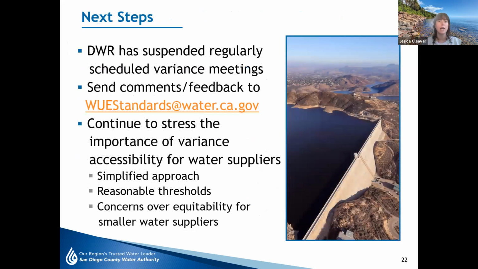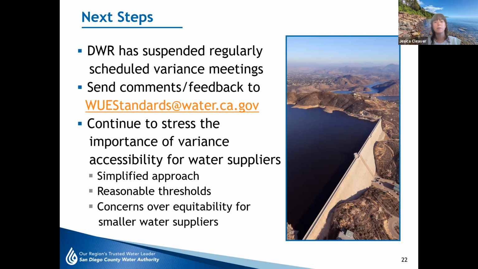So looking forward, DWR has suspended the regularly scheduled variance meetings at this time. They're not sure if they're going to have another meeting. They did acknowledge that there's still lots of room for engagement and comments, and requested that comments and feedback be sent to their email, the WUWI standards@water.ca.gov email, especially if you have any information that can help them, on-the-ground experience that you've seen as a water supplier, or anything to help them fine tune the data they have, especially in the areas where they're lacking some of that information.